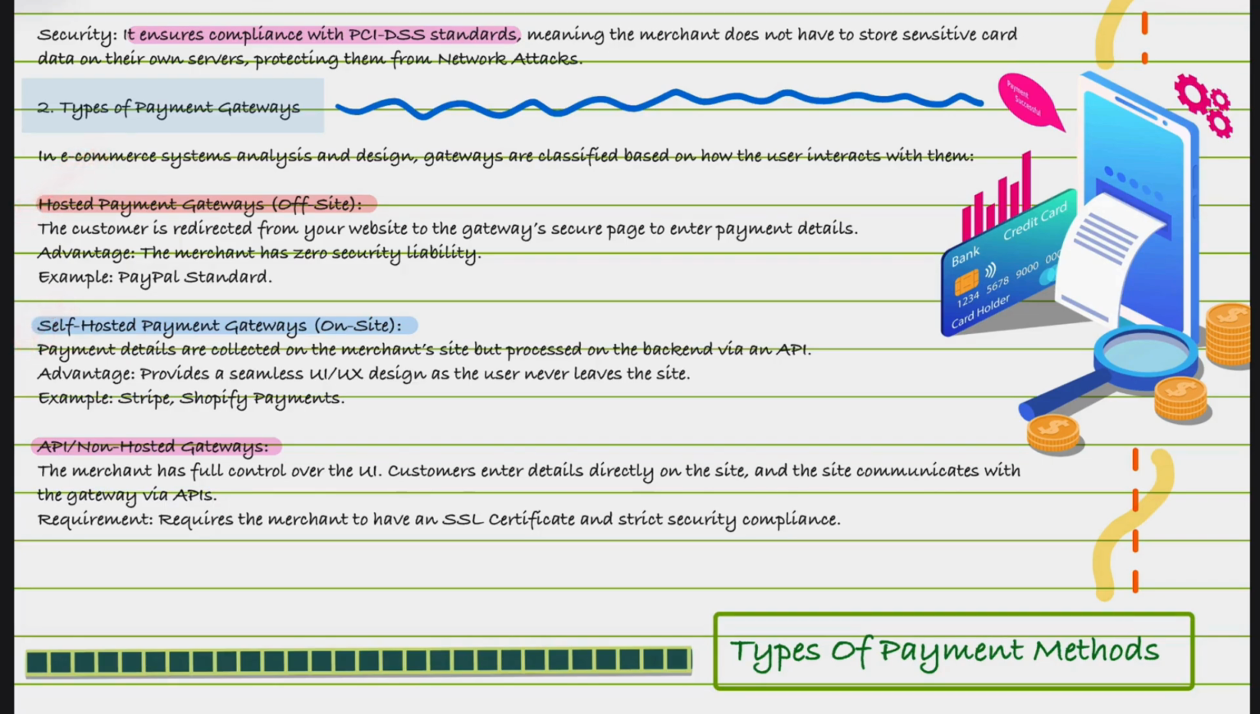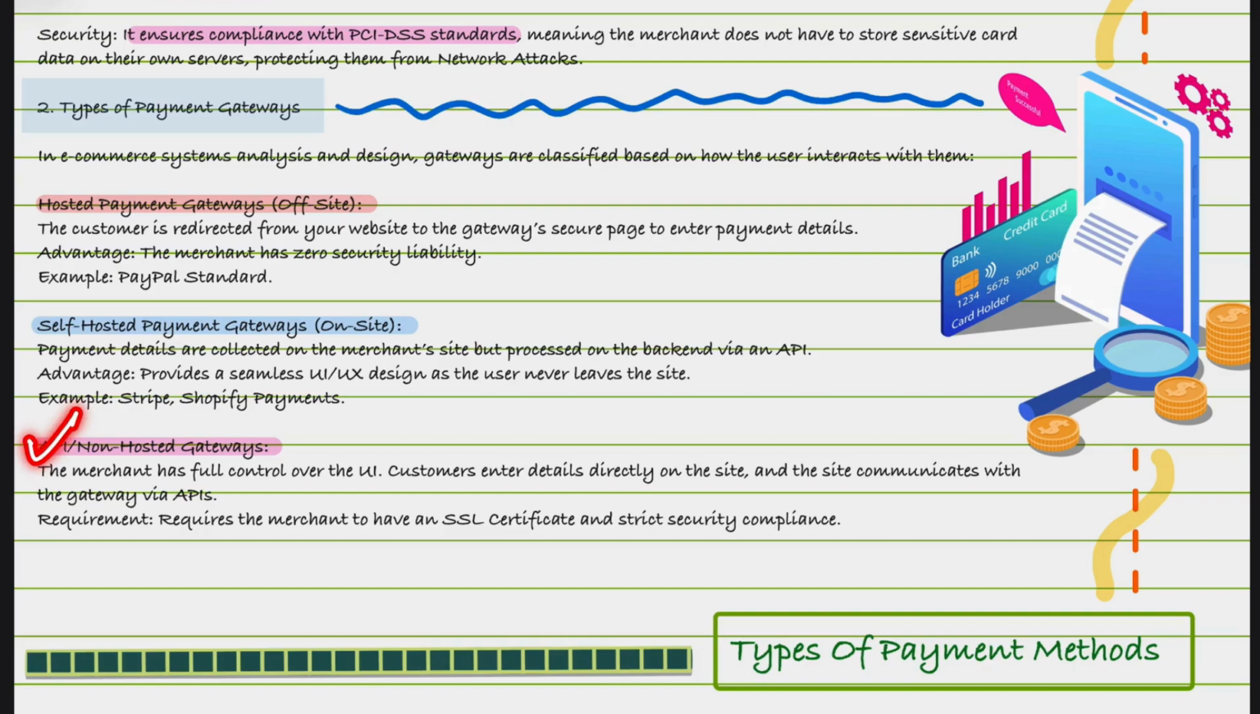Then comes the self-hosted payment gateway. So this is on-site. The payment details are collected directly on the merchant checkout page. Whatever is happening, it is happening on the ElectroHub website. But the data is safely transmitted to the backend processor using secure background API calls, like Shopify Payments, Stripe. These are used in the background and they make sure that the data is stored in the backend processor. This provides a seamless, distraction-free UI/UX journey since the user never leaves your domain. Whatever is happening is on your site only.